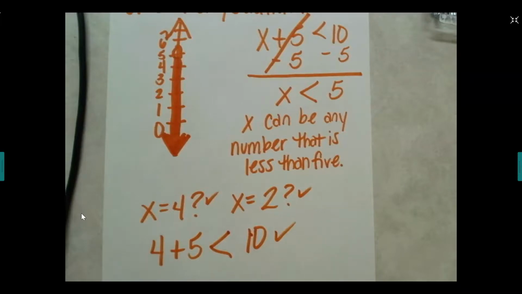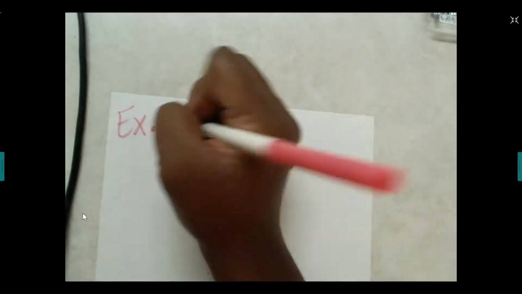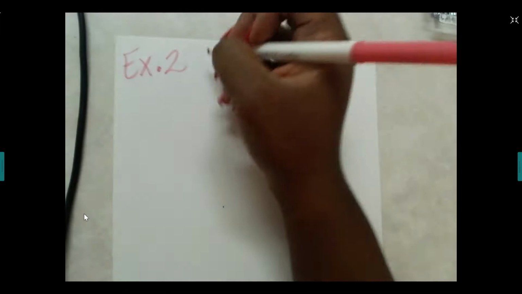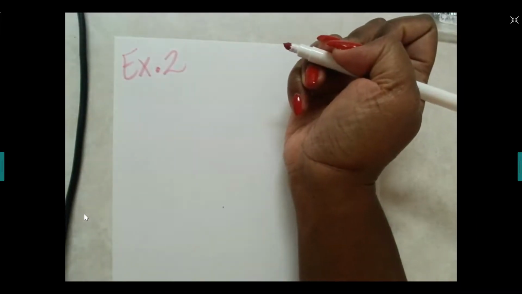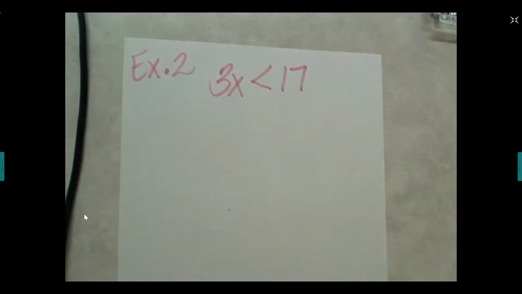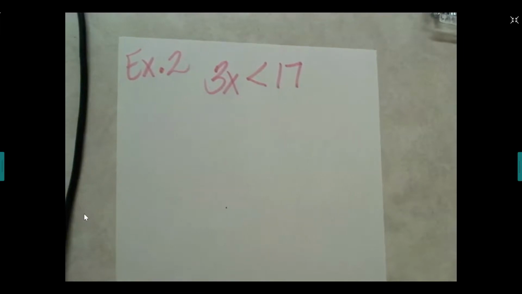Let's do another example. Example 2. Use my favorite color this time. Okay. Let's make it a little bit tougher. Are you ready? 3x is less than 17. 3x is less than 17. Remember, with our units, we can now use our calculators.